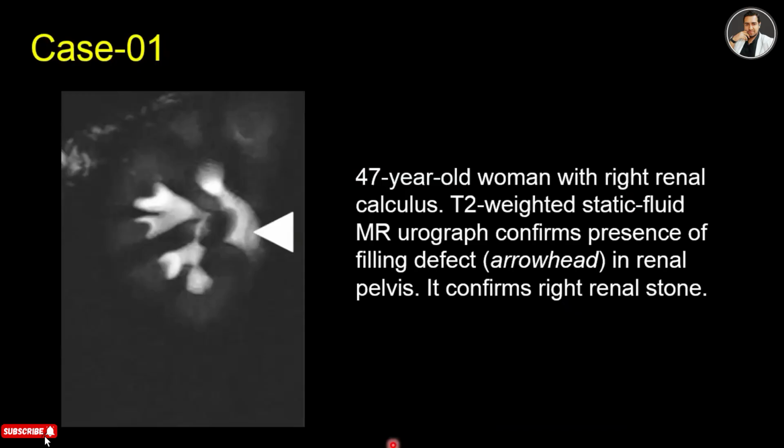And let's discuss some abnormal cases. So this is a 47-year-old woman with right renal calculus. So you can see there is a hypointense signal or dark signal in the renal pelvis. So the T2 weighted static fluid MR urograph confirms presence of a filling defect, arrowhead. So this is a filling defect because of the renal stone.